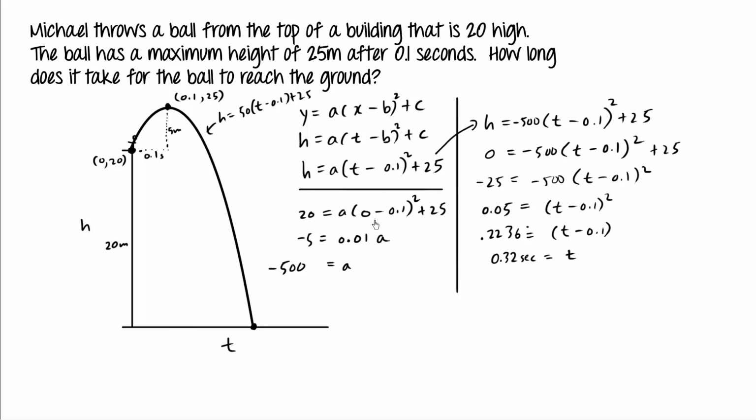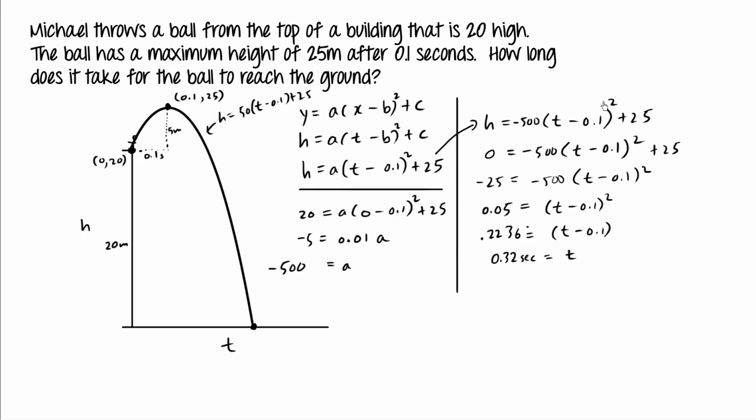Be careful, when you have 0 minus 0.1, this is essentially negative 0.1 squared. A negative 0.1 times a negative 0.1 becomes positive. Alright, so now that we solved the a value, we can come up with the actual equation of this quadratic. The original equation we came up with was pretty close, but the real formula here has an a value of negative 500, which we substituted in for a.